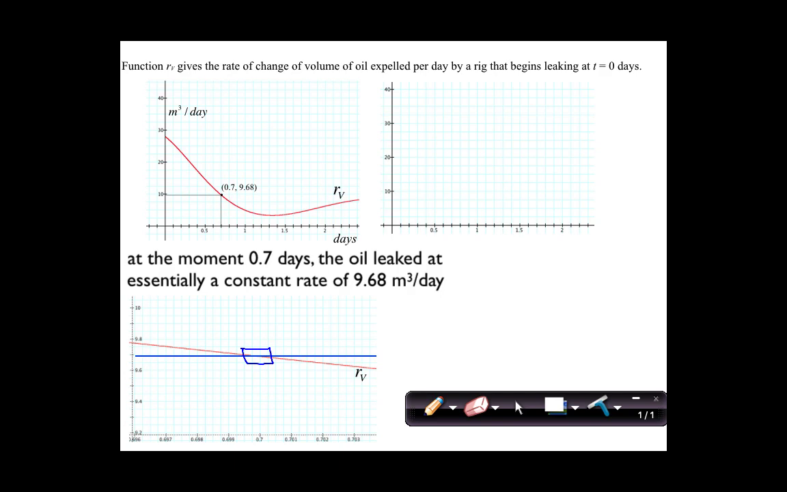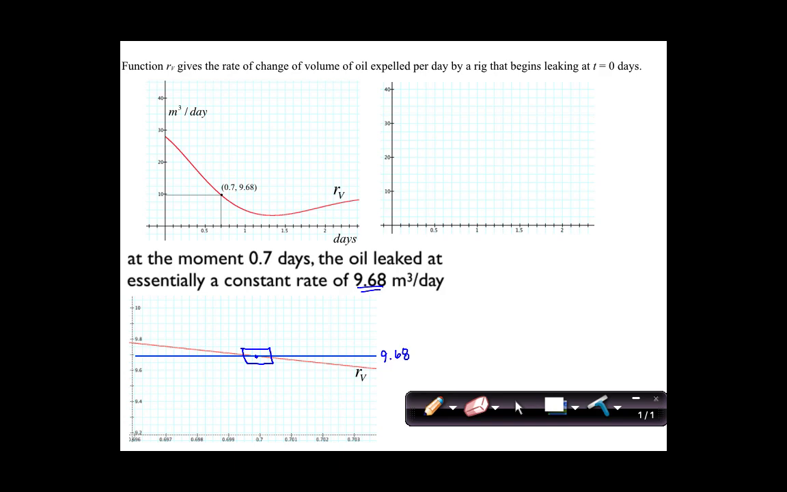Maybe that's a small enough moment, right around 0.7 days, where within that little box, the blue horizontal and the red actual rate are pretty close, close enough that I could say that in that moment, 0.7 days, there's an essentially constant rate. I know that at 0.7, the y value is exactly 9.68 according to the graph above. So there is a point right there that has a y value exactly 9.68. This whole blue horizontal line is the line y equals 9.68.